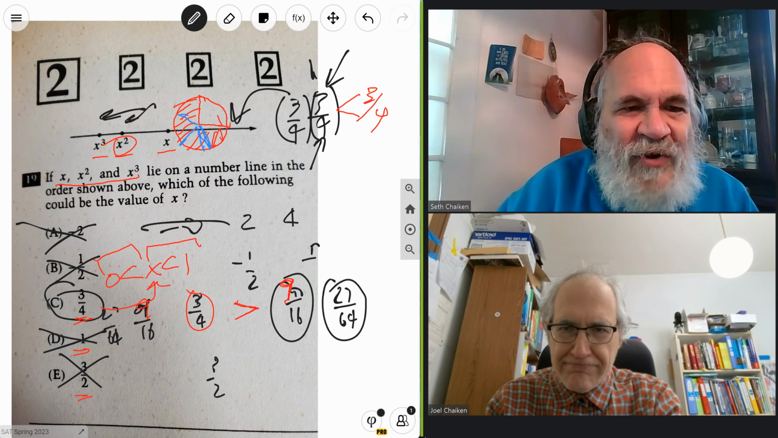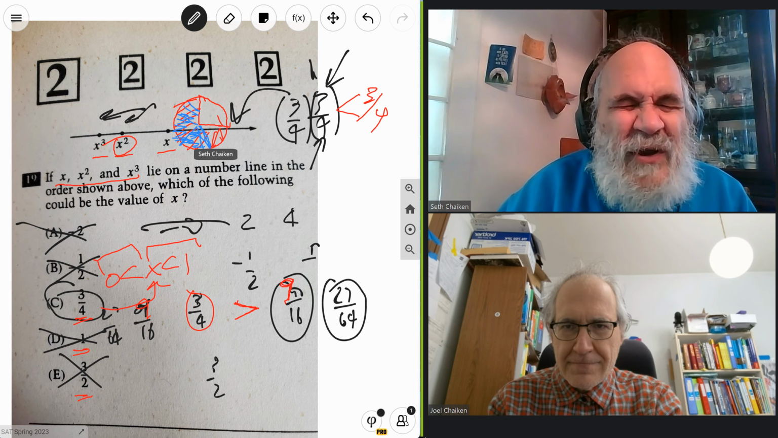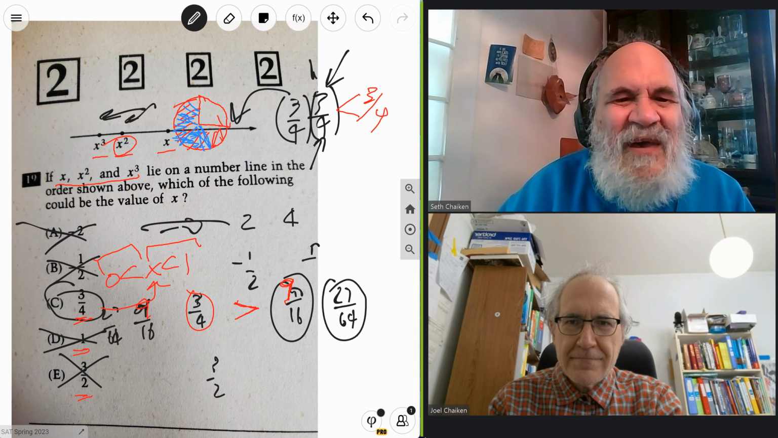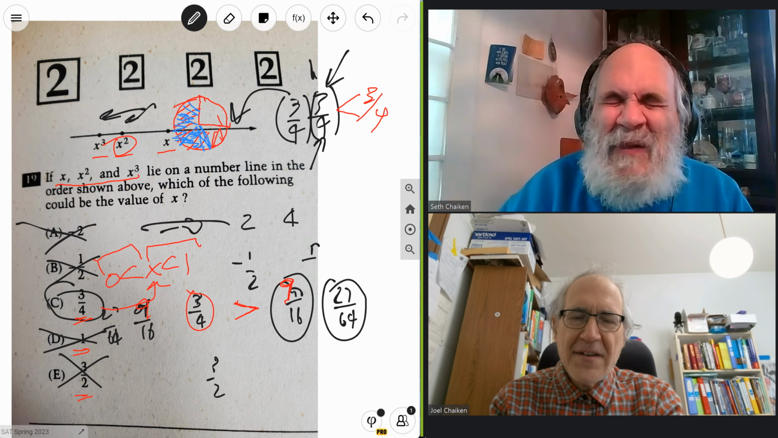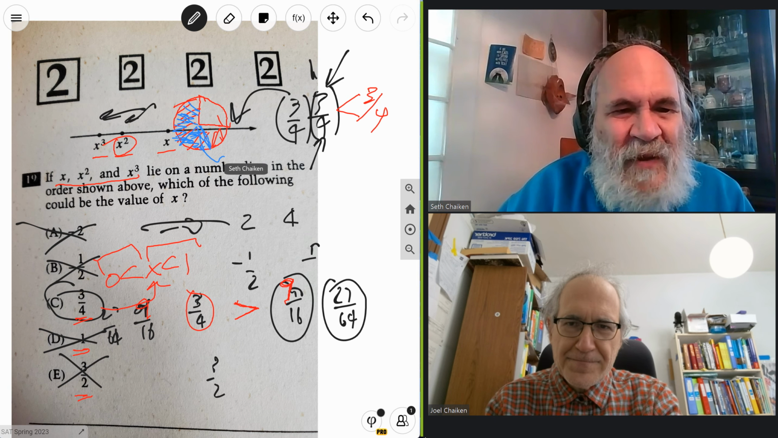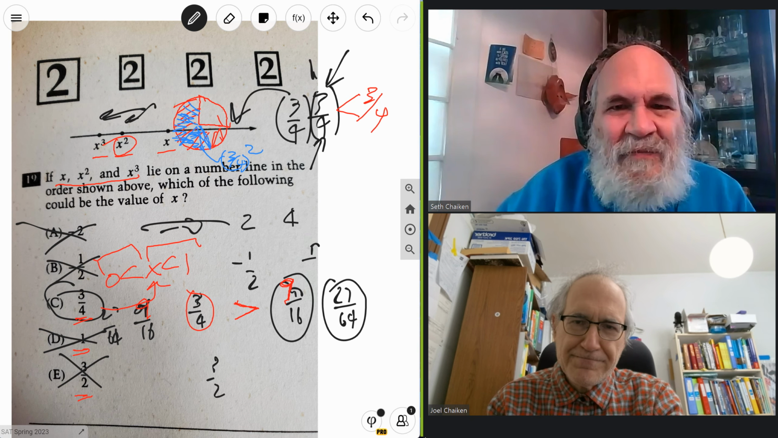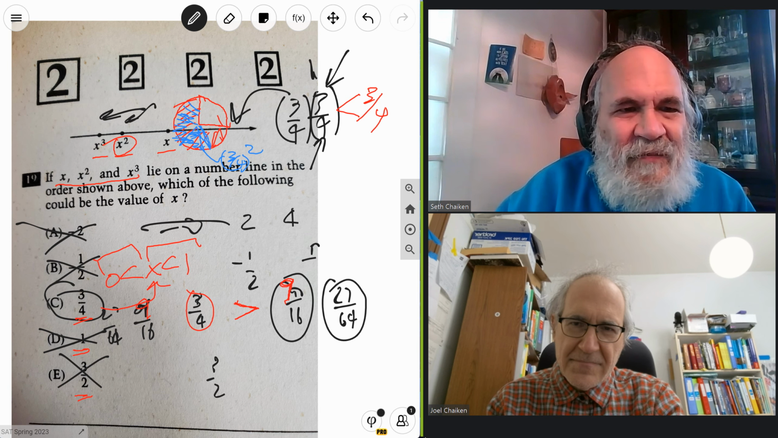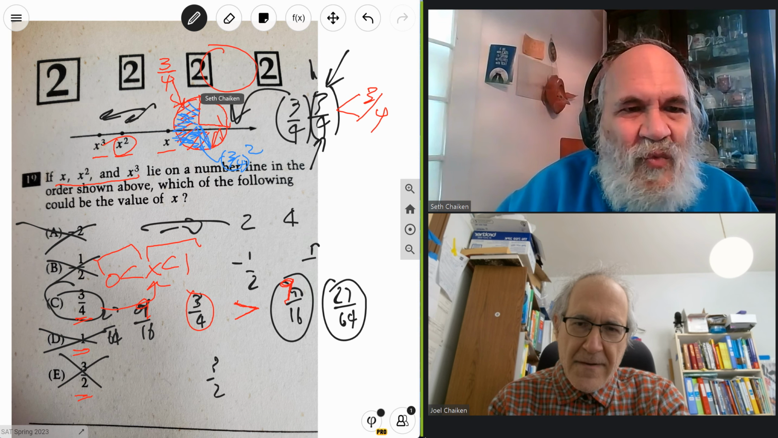So 3/4 of the 3/4 of the original pie is less than 3/4 of the original pie. The blue region is less than the red region. The blue region is 3/4 squared, which is 3/4 of the 3/4, and the red region is 3/4. And the whole region is 1.